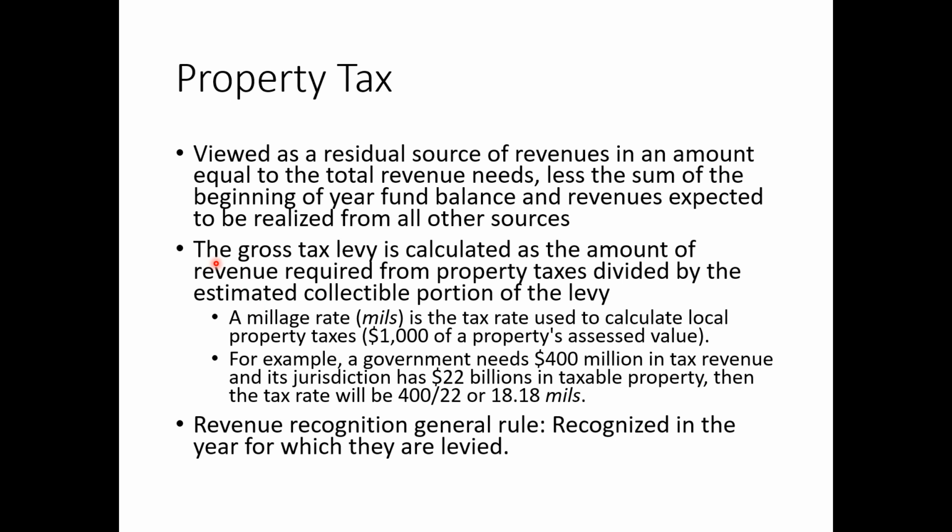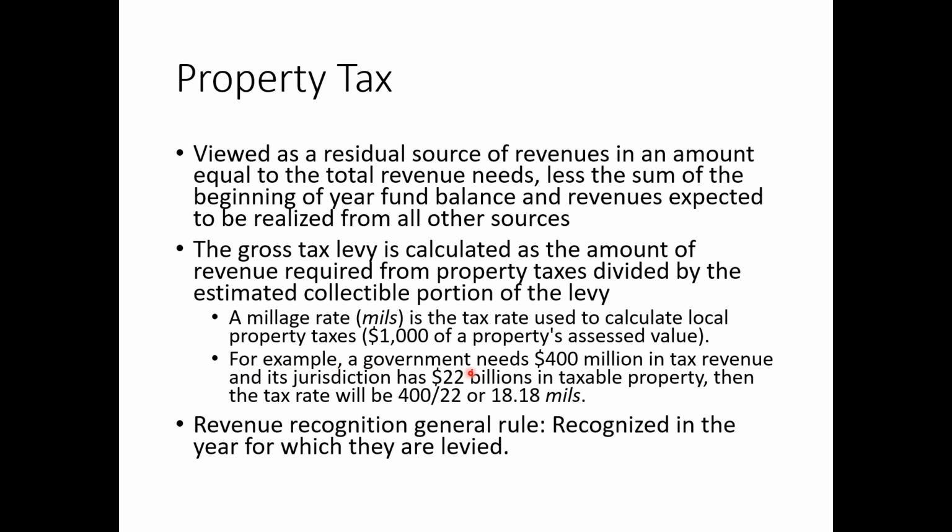And how does the government determine the property tax? The gross tax levy is calculated as the amount of revenue required from property taxes, divided by the estimated collectible portion of the levy. And this is often known as a millage rate. Millage rate is a tax rate used to calculate local property tax, expressed per $1,000 of a property's assessed value.